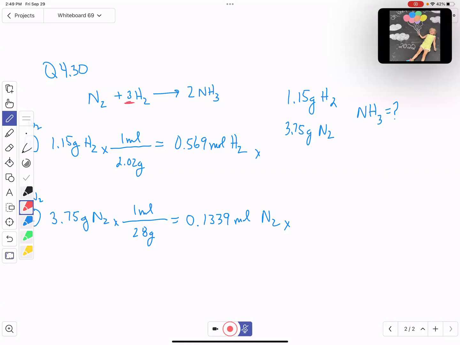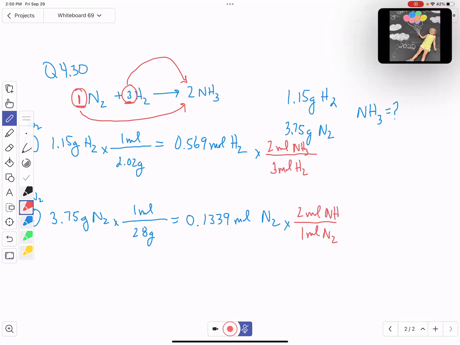So I want to say, okay, for every 3 moles of hydrogen, I'm going to make 2 moles of ammonia. That's my first ratio. My other ratio is for every 1 mole of nitrogen, I'm going to make 2 moles of ammonia. So up first, we know 3 moles of hydrogen in, 2 moles of ammonia out. And then down here, we know, okay, 1 mole of nitrogen in, I'm going to get 2 moles of ammonia out.